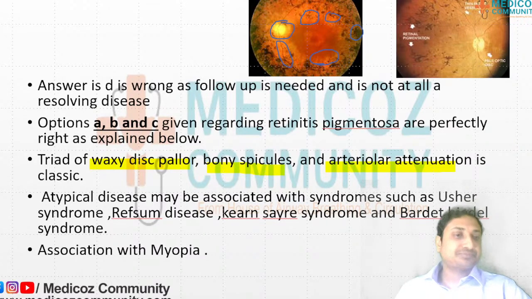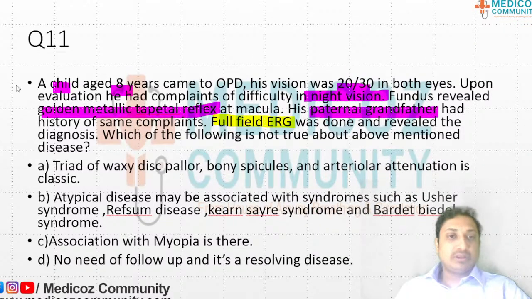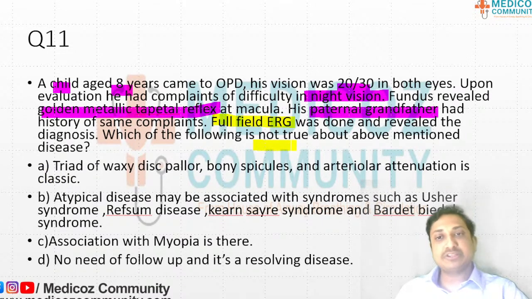Okay. So coming back to the question, what they have given in the options is which of the following is not true. We need to find what is not true about the above mentioned disease, that is retinitis pigmentosa. The first option is triad of waxy disc pallor, bony spicules, and arterial attenuation is classic. Yes, this is true. A typical disease may be associated with syndromes such as Usher syndrome, Refsum's disease, Kearns-Sayre syndrome, and Bardet-Biedl syndrome. Yes, this is also true.